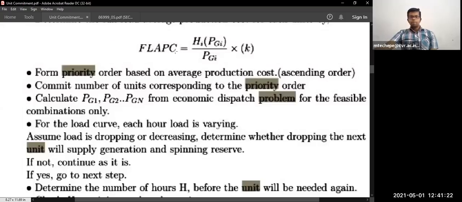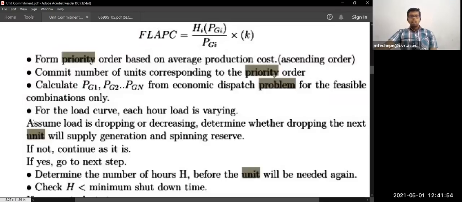For example, in the priority list, first we sort FLAPC 3, the third generating unit, then FLAPC 1, then FLAPC 2, meaning the corresponding generating units, that is the minimum and maximum generating units, you have to sort, like that. Next, calculate PG1, PG2 up to PGN for economic load dispatch for the feasible combination only.